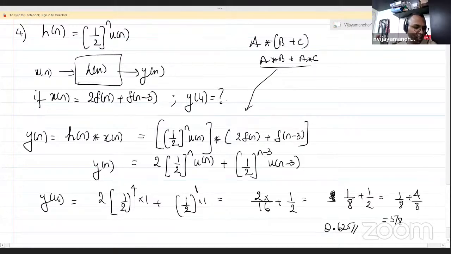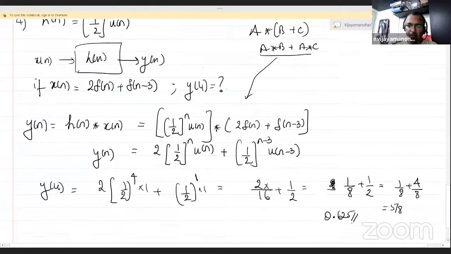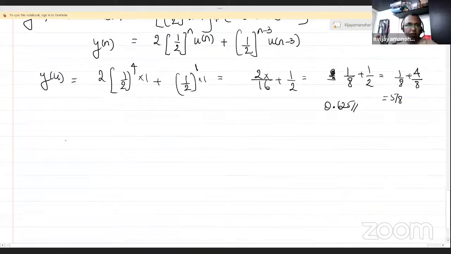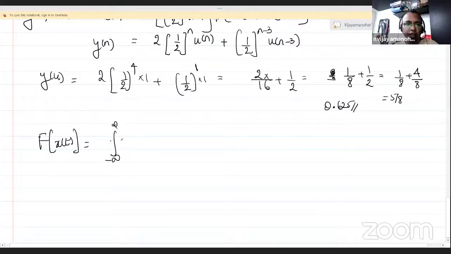So Sanket has asked, what is the difference between the Fourier transform and Laplace transform? Actually, that's a very interesting question. Let's answer that question. What is the Fourier transform of x of t? The Fourier transform of x of t is the integral from minus infinity to infinity of x of t e to the power minus j omega t dt. So this is what gives the representation of x of t in the frequency domain, correct?